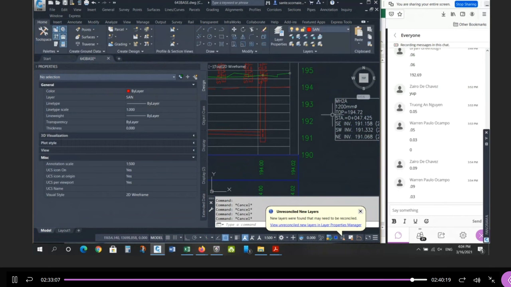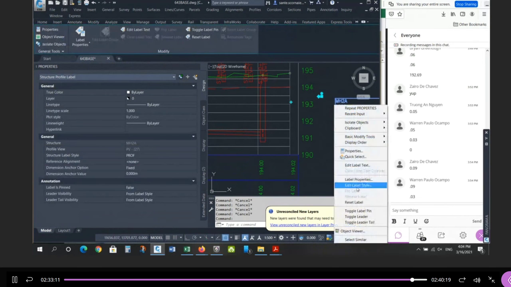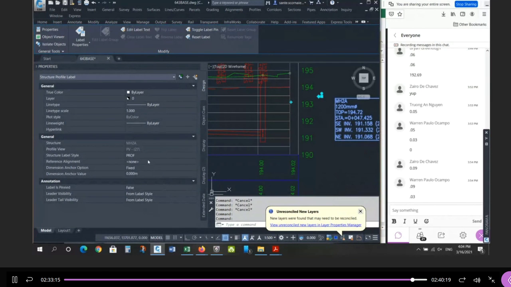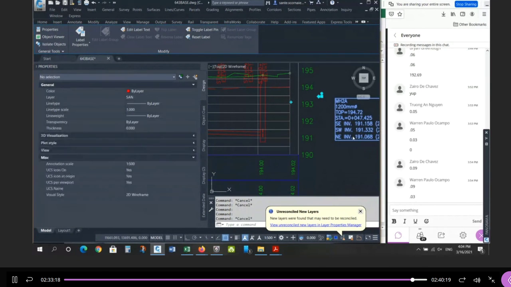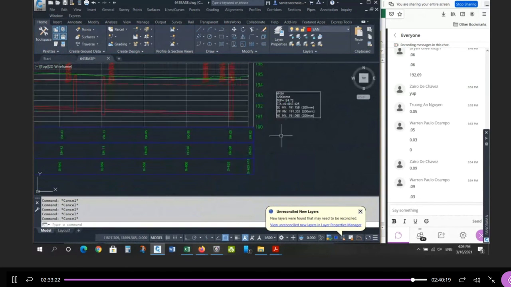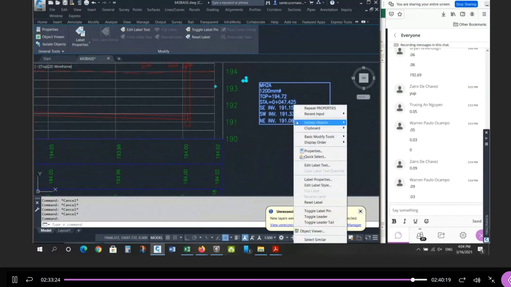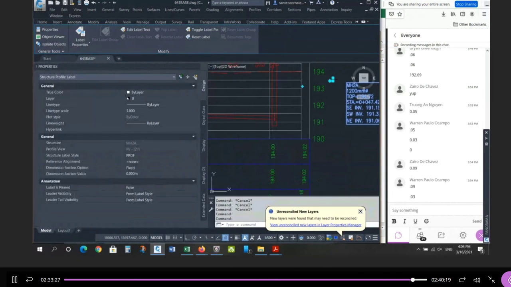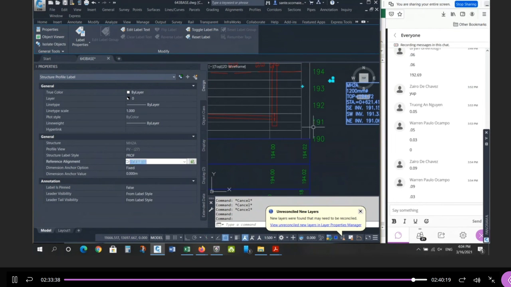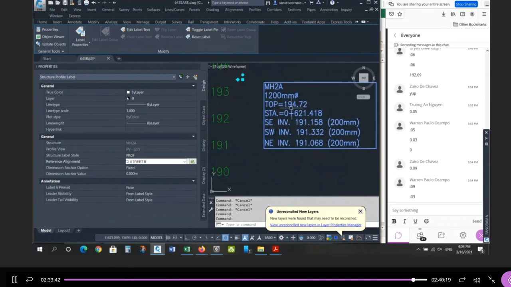Yeah. So actually, you can do the label properties, I believe, and change the. Hang on, there's a way of doing it. Just a second. I want it to say 600 and something, right? So hang on, if I remember how to do this. Label properties. Where's the? Oh, reference alignment. Instead of street A, use street B. And now you have 600 and something.